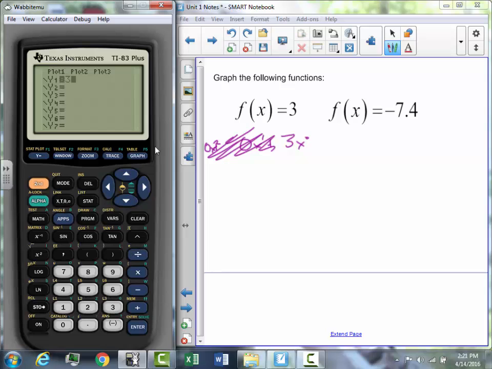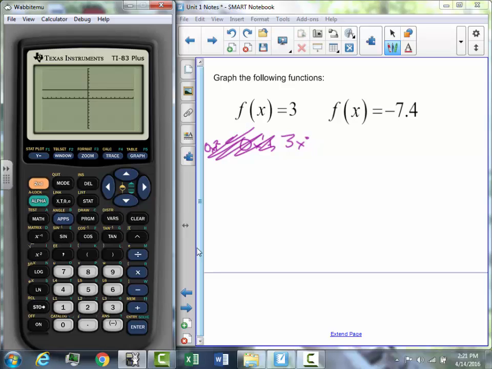So y equals 3. What's the graph look like? Flat across. Let me give you the vending machine analogy again. If you input 1, it gives you back 3. You input 2, it gives you back 3. You input 17 billion, it gives you back 3.